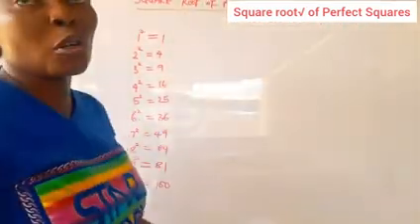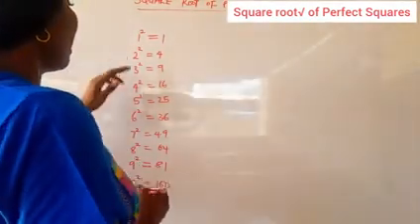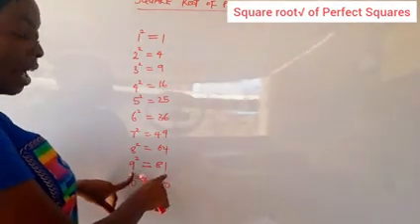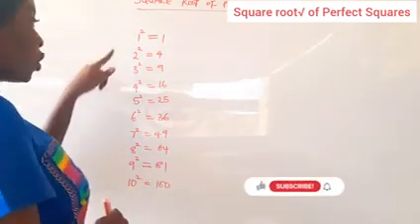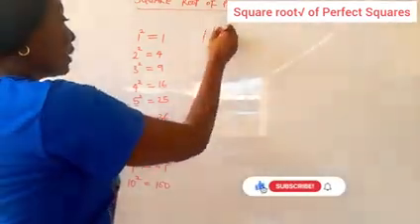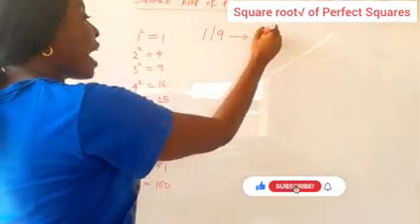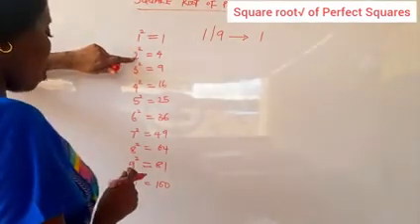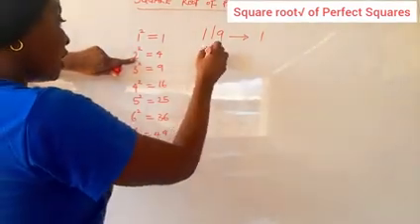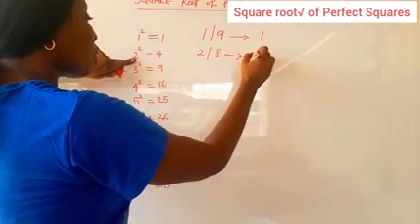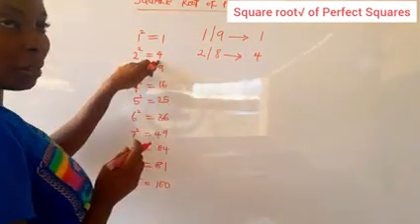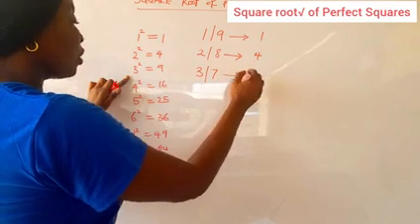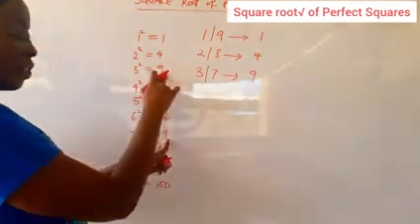So from what we have on the board, you will notice that the square of 1 and the square of 9 have 1 as the last digit. So it shows that when you square 1 and 9, you must have 1 at the last digit. Also, the squares of 2 and 8 give us 4 as the last digit. Then the squares of 3 and 7 give us 9 as the last digit.